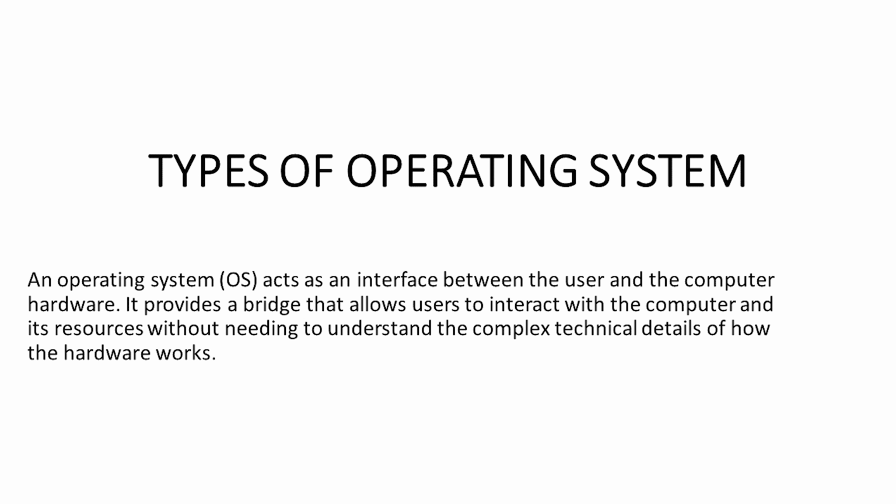Today, we are going to discuss the types of operating system. Before seeing the types of operating system, we will see what an operating system is first. An operating system acts as an interface between the user and the computer hardware. It provides a bridge that allows the user to interact with the computer and its resources without needing to understand the complex technical details of how the hardware works.